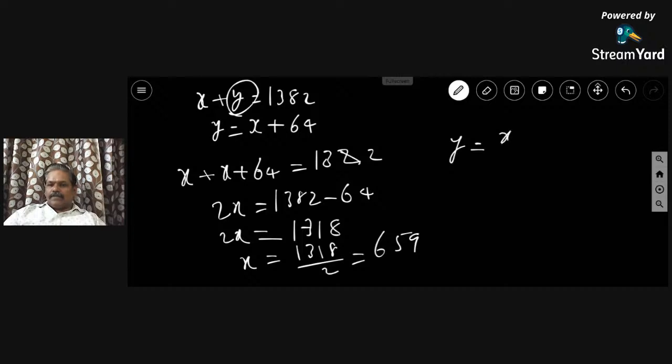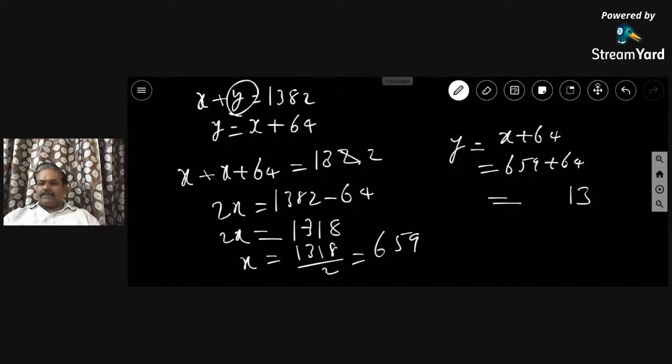y will become x plus 64. That is 659 plus 64, which is 723. So cross verification: 723 plus 659. If we add, 2, 1 carry, and it is 1382.